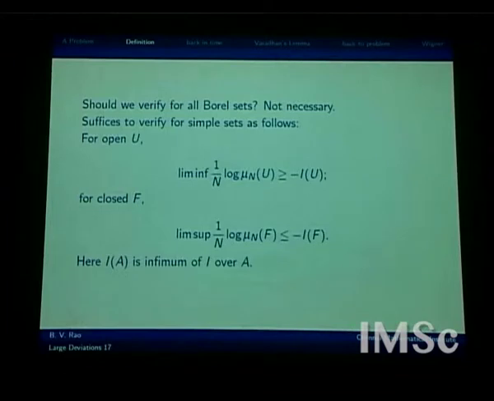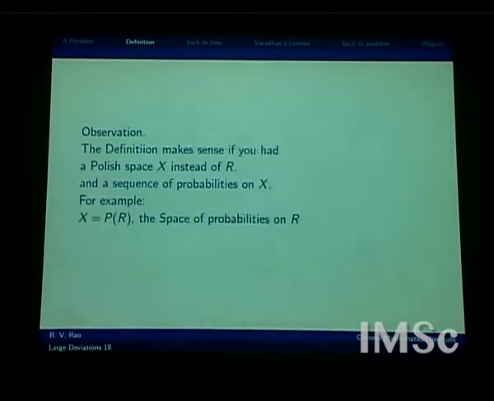And now we have a precise definition of the large deviation principle. As you see, there is nothing about the real line that one used. You can look at any Polish space, that means a complete separable metric space, and you can have a sequence of probabilities mu n on this Polish space. They satisfy the large deviation principle if that inequality holds.